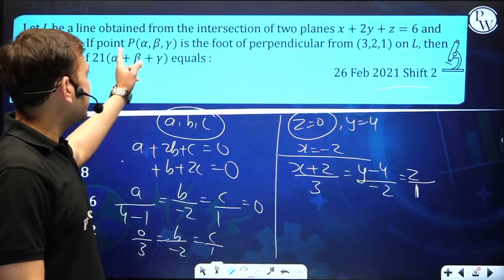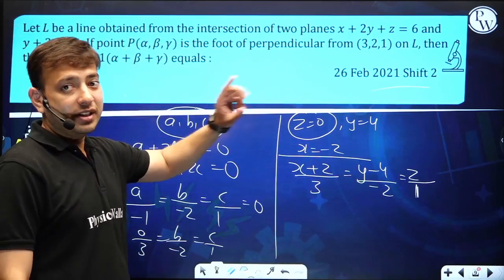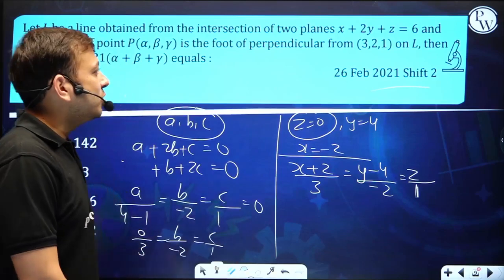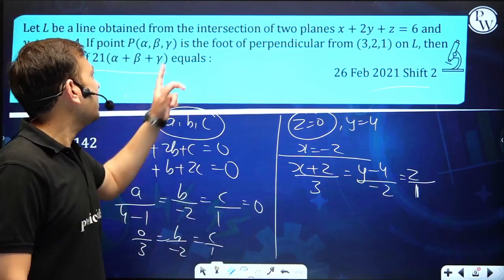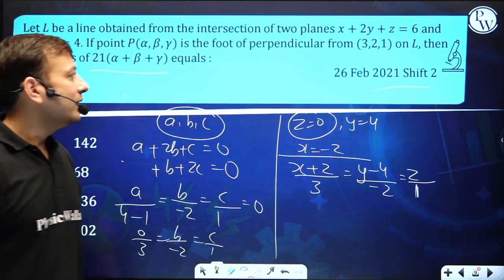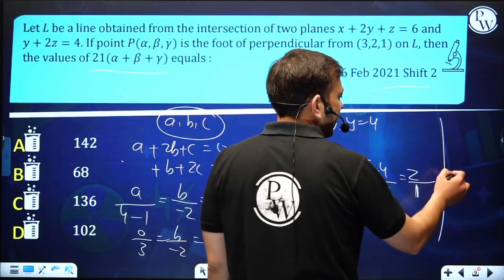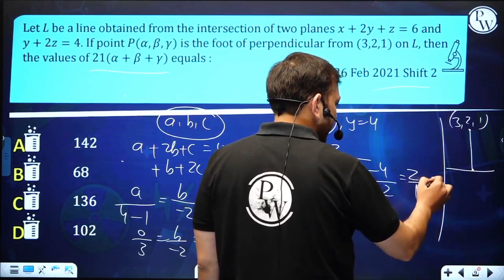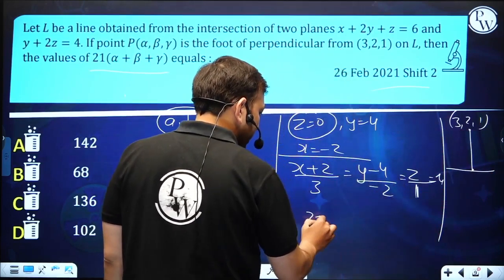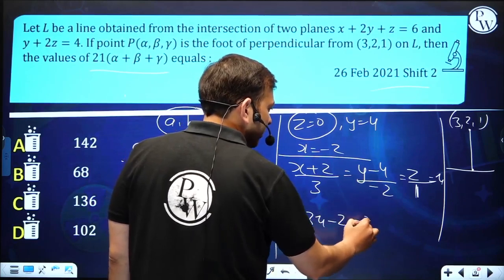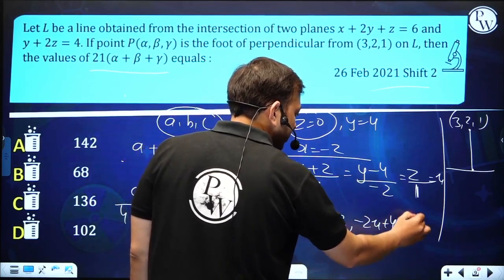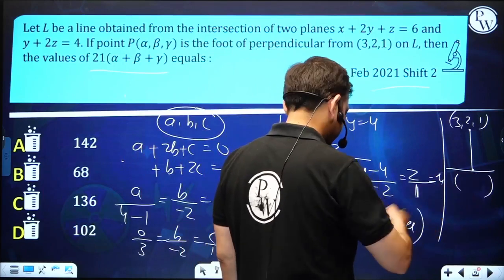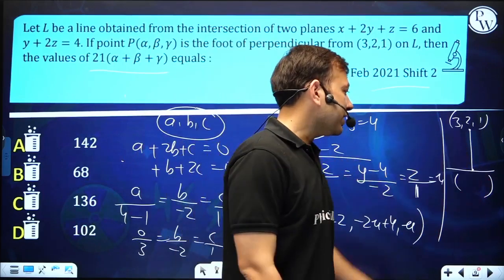Now the next part of the question is, if this point is the foot of the perpendicular from (3, 2, 1) on L, you know how to find the foot of the perpendicular. Then they are asking for the value of 21 alpha plus beta plus gamma. So we need to find the foot of the perpendicular of (3, 2, 1). Any point on this line, let it be mu: 3 mu minus 2, minus 2 mu plus 4, mu. So we need to find the mu value.